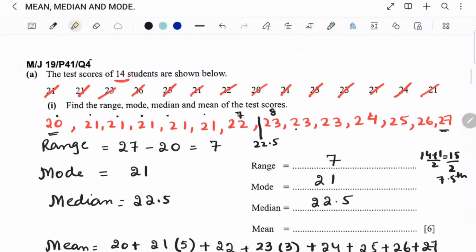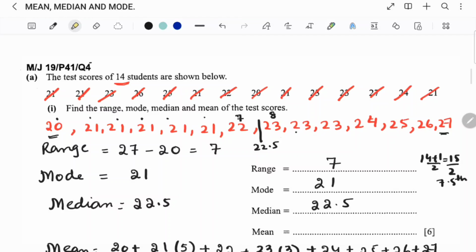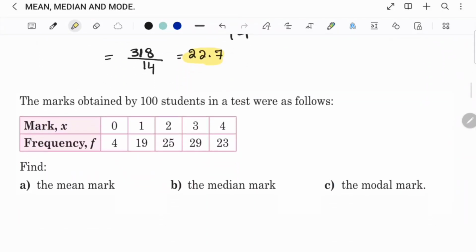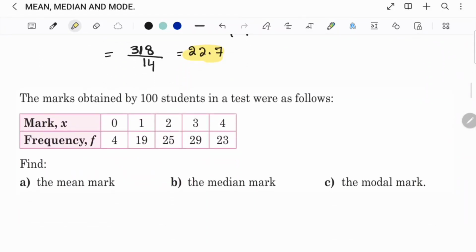So I hope you understood. It was the past paper question in which we found the range, mode, median and mean. Okay, go to the next question. It's a frequency table this time, but again ungrouped.